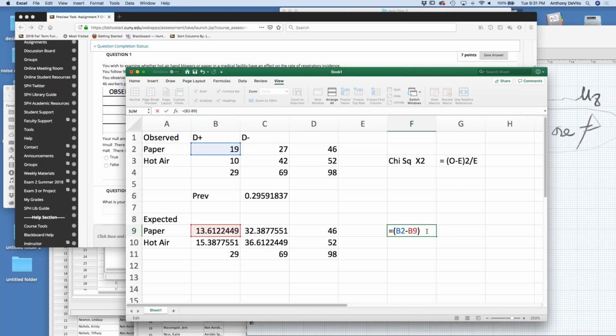Let's see, where is it on this? It's got to be in the same place on this keyboard as everywhere. There it is. Okay, squared divided by the expected value. So what I get? I get 2.13.